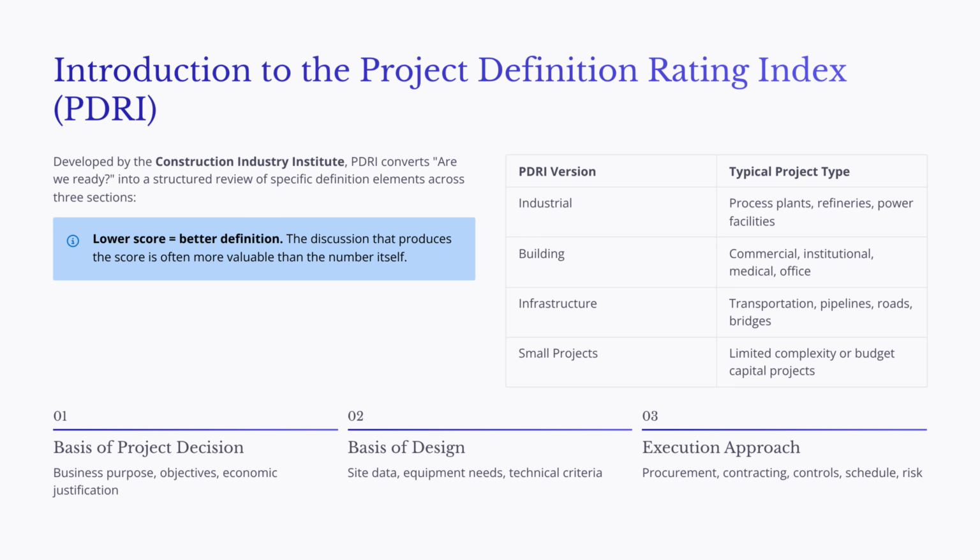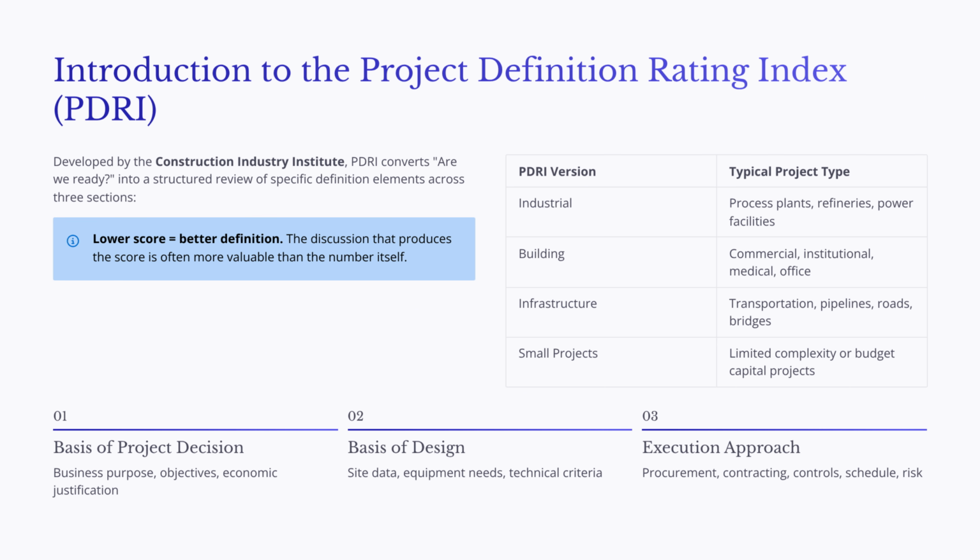The first is the basis of project decision. This addresses the business purpose, objectives, economic justification, and owner requirements. The second is the basis of design. This includes site data, equipment needs, technical criteria, building programming, and design parameters. The third is the execution approach. This includes procurement, contracting, project controls, schedule, safety, quality, risk management, and construction execution planning.